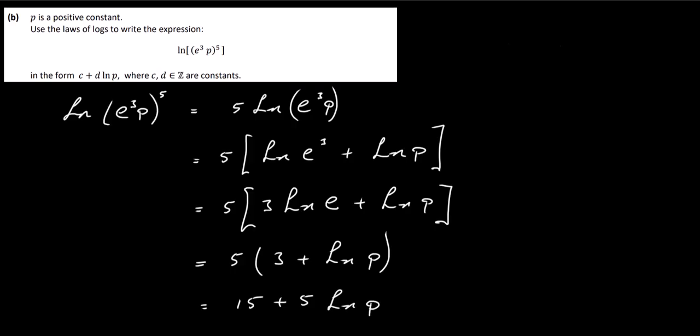Okay, so that's about it. I mean, have we got that in the form c plus d log p? We do. C and d are both integers, 15 and 5 are both integers, and they're both constants. So that's it for part B. Okay, let's have a look at part C.